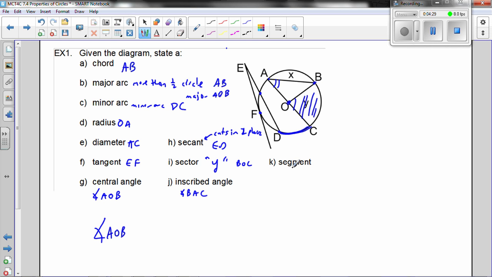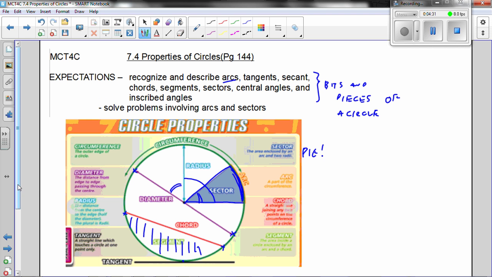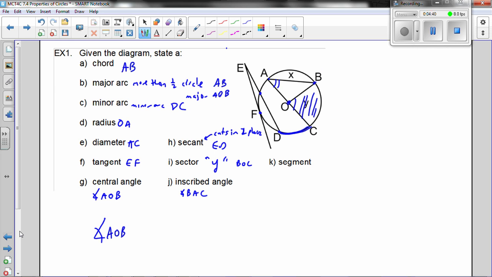A segment. What's a segment again? Well, let's look back on our diagram. A segment is the area inside a circle enclosed by an arc or an arc and a chord. So that's right. It's kind of like if you snipped off a chunk. This is a segment here, X.